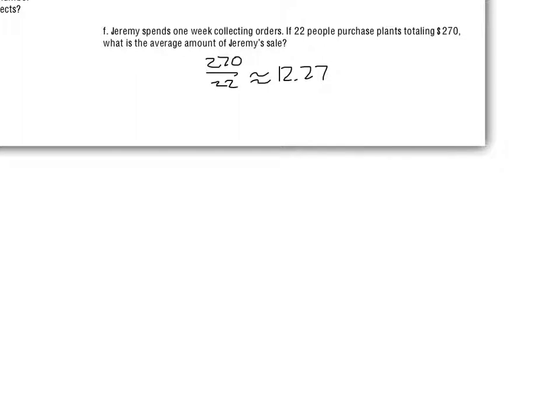Jeremy spends 1 week collecting orders over 22 people. What's the average amount of the sale? We've got $270 divided by 22. Gives me approximately $12.27. Alright, flip on over to your alone time and get your work done.